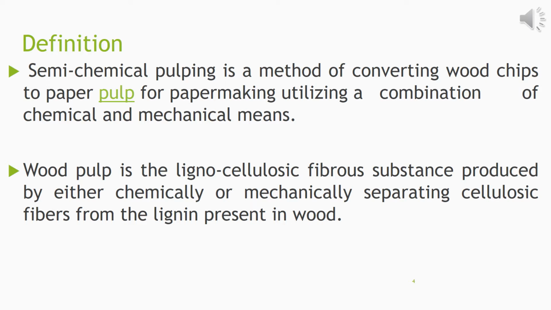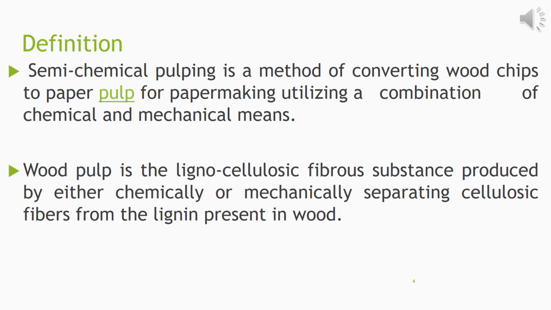So on the whole we can say that semi-chemical pulping is a method in which we convert the wood chips into the paper pulp, and we make the paper pulp for paper making. And for semi-chemical pulping we utilize chemical means also and mechanical means also. A combination of both chemical and mechanical means.